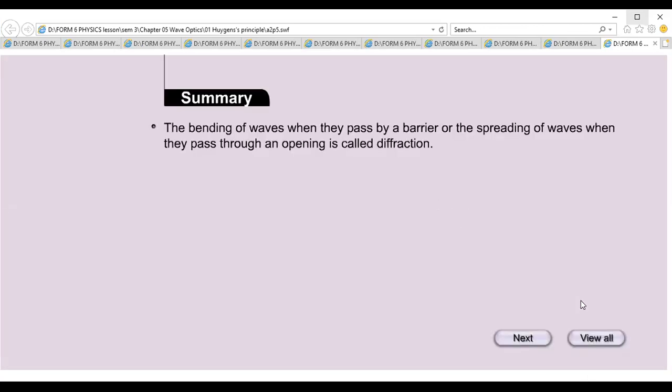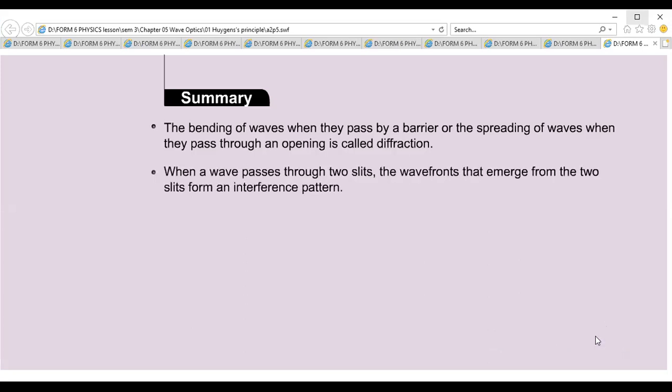Summary: the bending of waves when they pass by a barrier, or the spreading of waves when they pass through an opening, is called diffraction. And when a wave passes through two slits, the wavefronts that emerge from the two slits form an interference pattern.